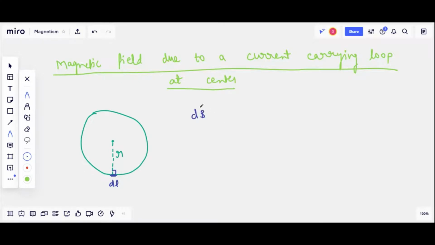So if we apply the formula, dB will be equal to mu naught, and this loop definitely has a current which is going in the anti-clockwise direction, and the value is I. So using the Biot-Savart law, dB would be mu naught I dl cross r over 4 pi r cube. Let's try to simplify this.